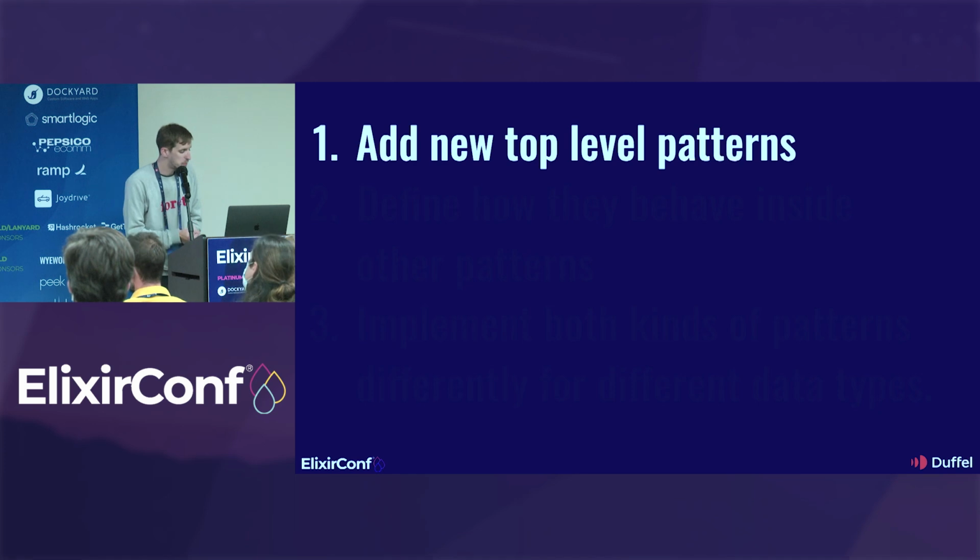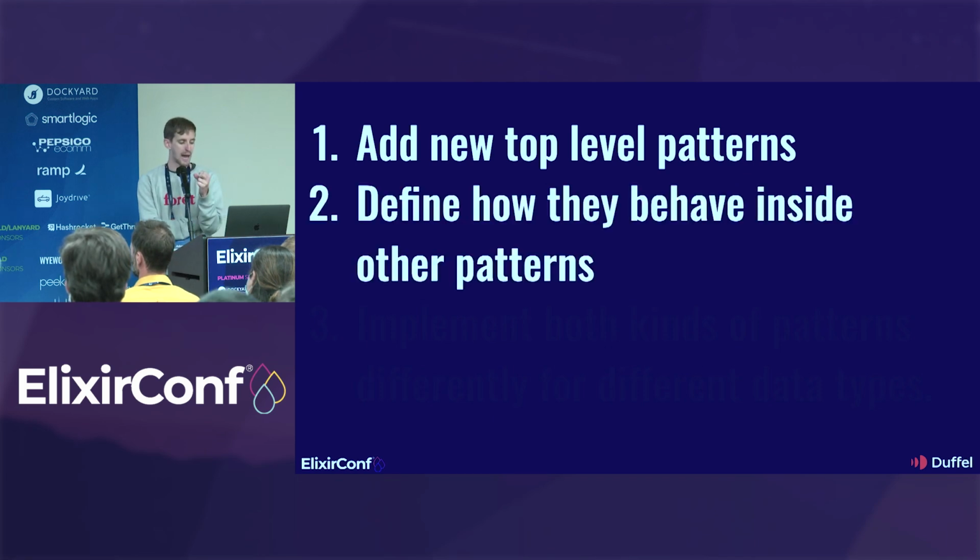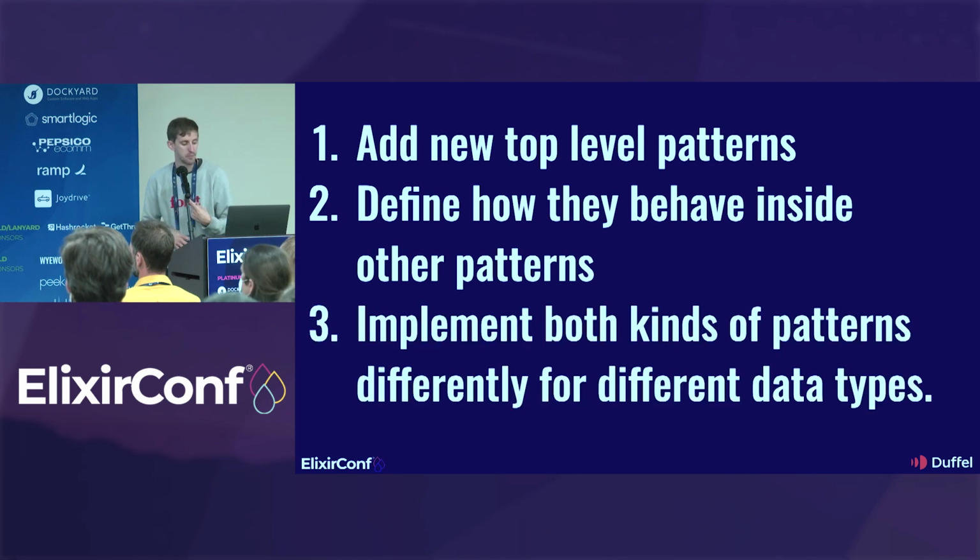So to be able to enable these extensible patterns, what we need to do is three things. We need to be able to add new top-level patterns, one. We need to be able to define how those top-level patterns behave inside other patterns, okay? And finally, we need to be able to implement both kinds of those patterns differently for different data types, okay?